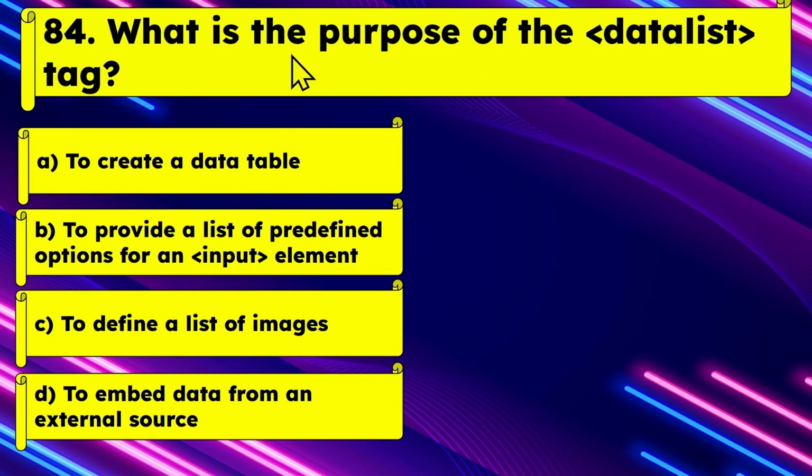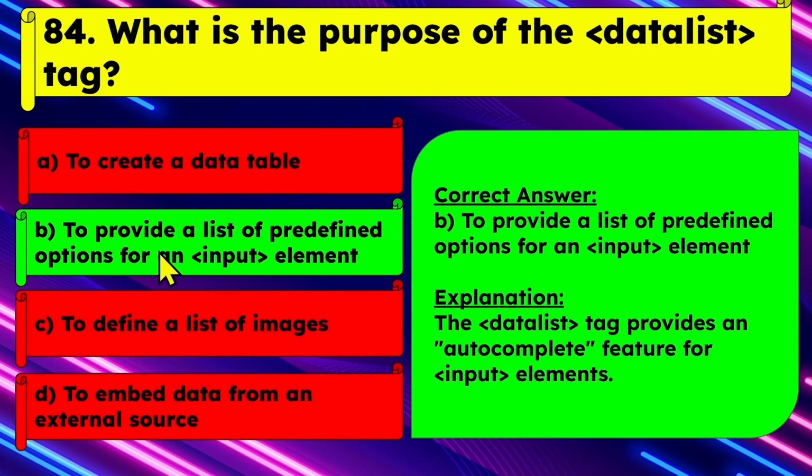Next question is, what is the purpose of the datalist tag? Option A says to create a data table. Option B, to provide a list of predefined options for an input element. Option C says to define a list of images. And option D is to embed data from an external source. So here the correct answer is option B. As you can see, the datalist tag provides an autocomplete feature for input elements.